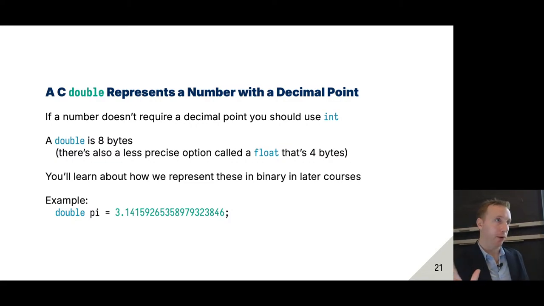All you need to know is that a double represents a number with a decimal point, and it takes up 8 bytes. For example, if I wanted to create a double, I would say double pi equals 3.141592, and so on and so forth. That is how you would define a double.